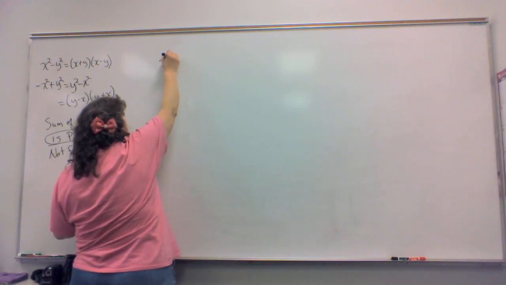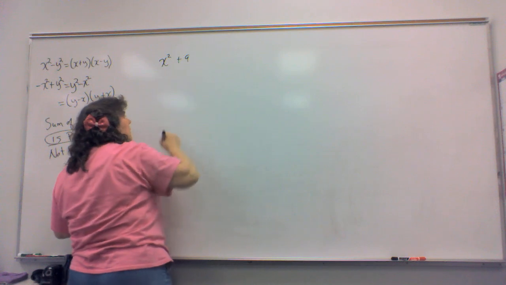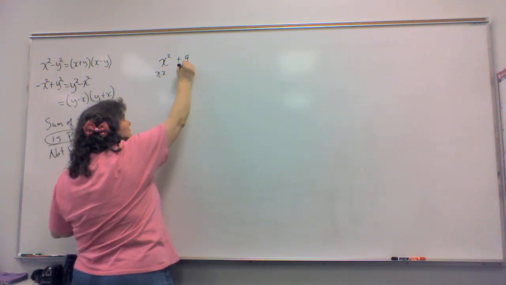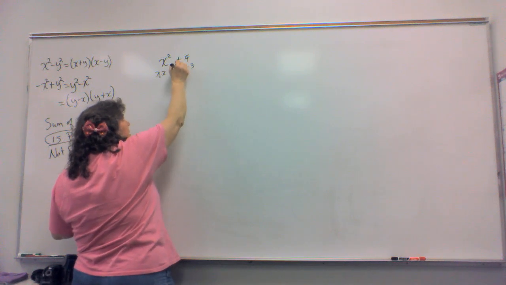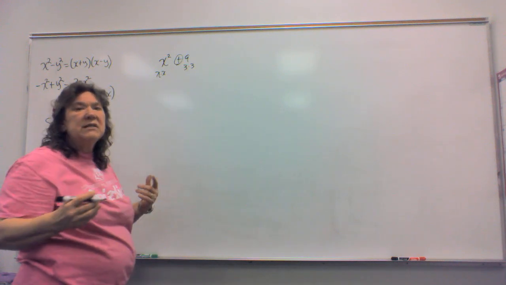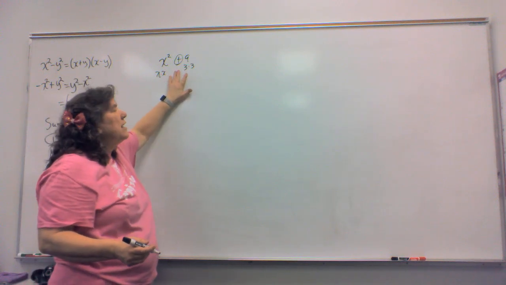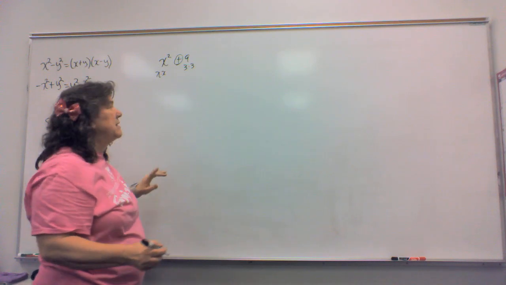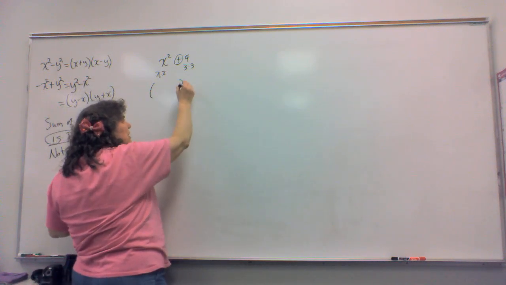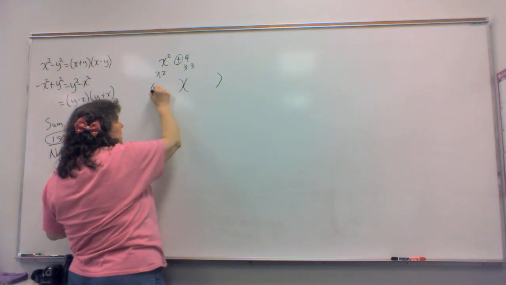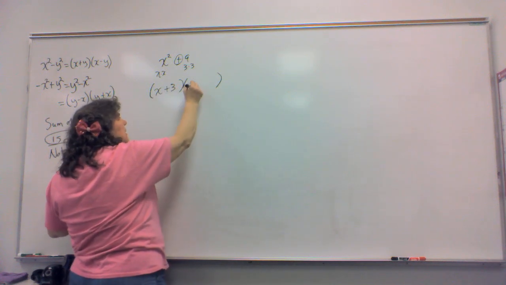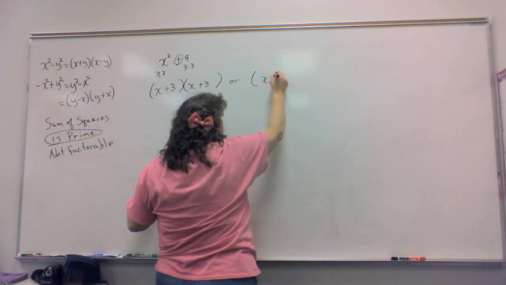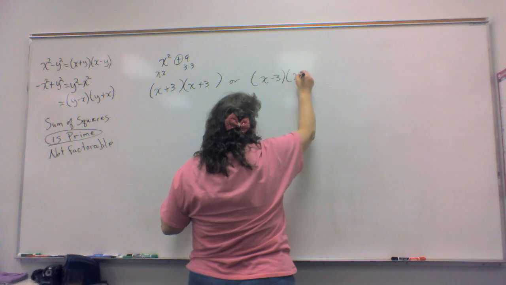If I have x squared plus 9, what's happening here? Well, this is x times x. This is 3 times 3. But this plus says they're going to have to be the same sign because a negative times a negative is a positive, and a positive times a positive is a positive. So we only have 2 possible ways to check for this factoring. Either x plus 3 times x plus 3, or x minus 3 times x minus 3.